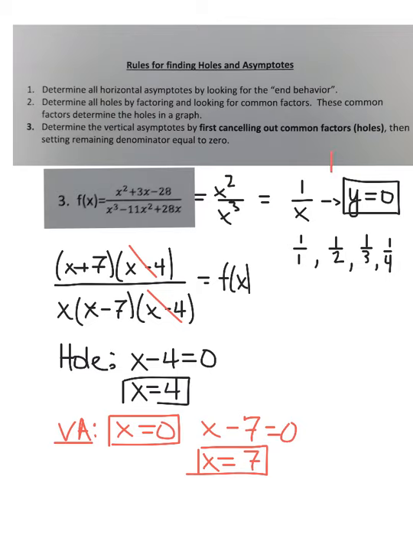Okay, and then up here, let me just write this. This is the horizontal asymptote. Okay, make sure you're writing all this down.